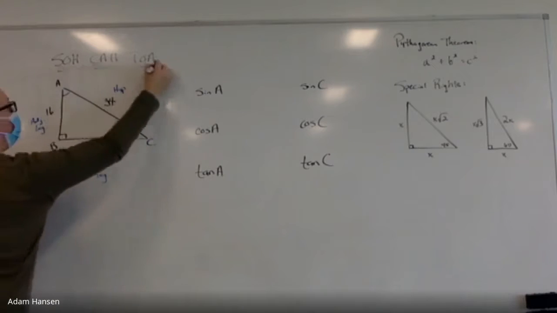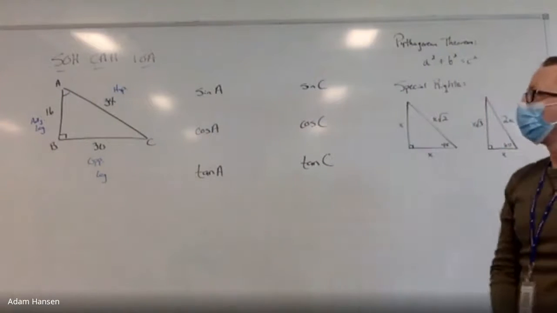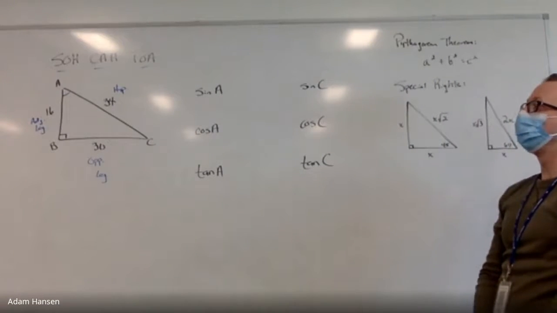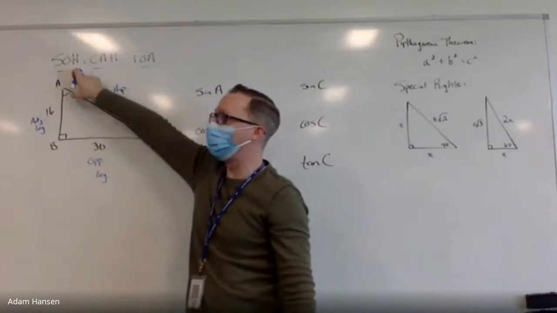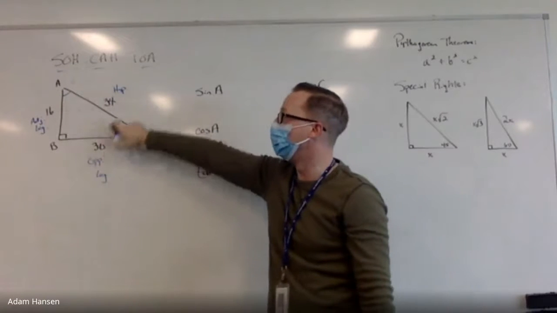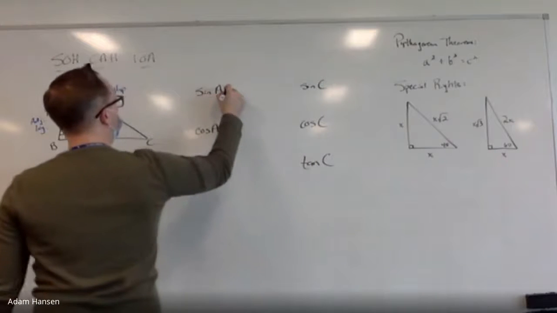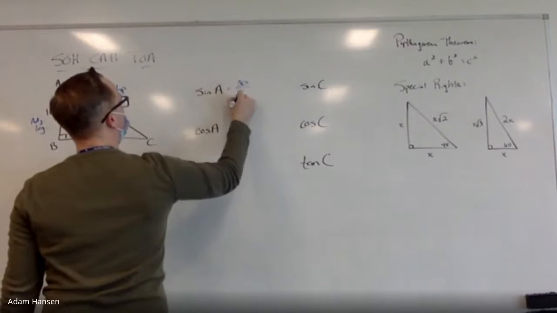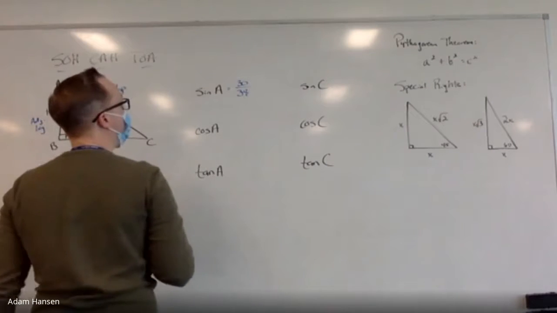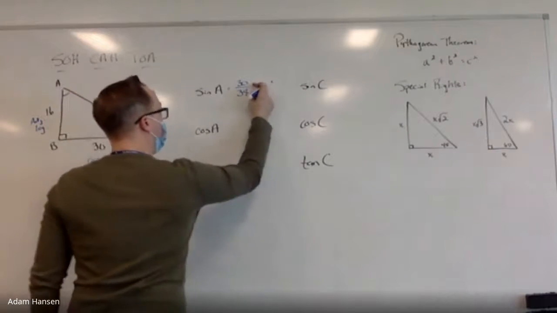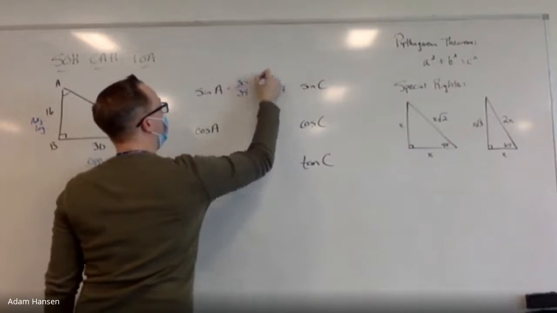SOHCAHTOA is going to tell us which trig ratios go with each of these different sine, cosine, tangent values. The sine of A: sine is opposite leg divided by hypotenuse. So opposite leg 30, hypotenuse length 34. 30 over 34. What does that reduce down to as a fraction? Keep it as a fraction. 15 over 17. Yeah, that's right. Divide everything by 2.